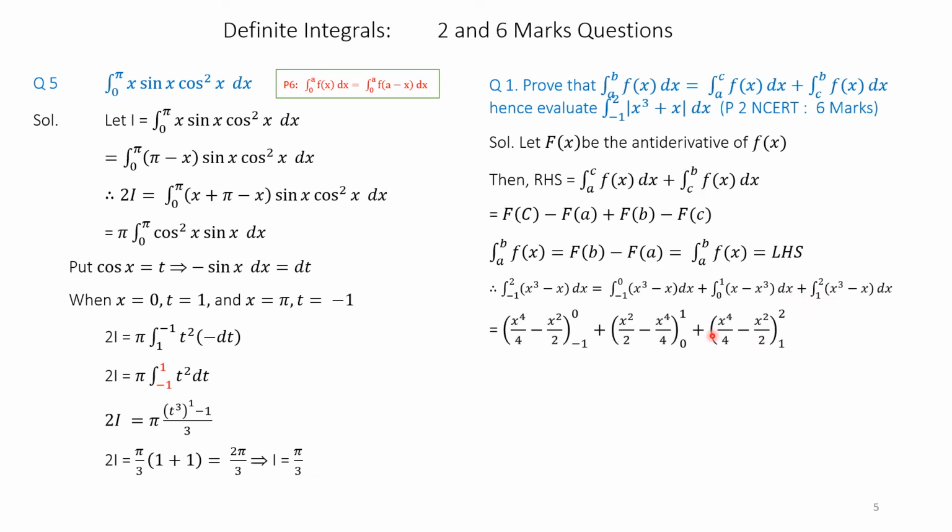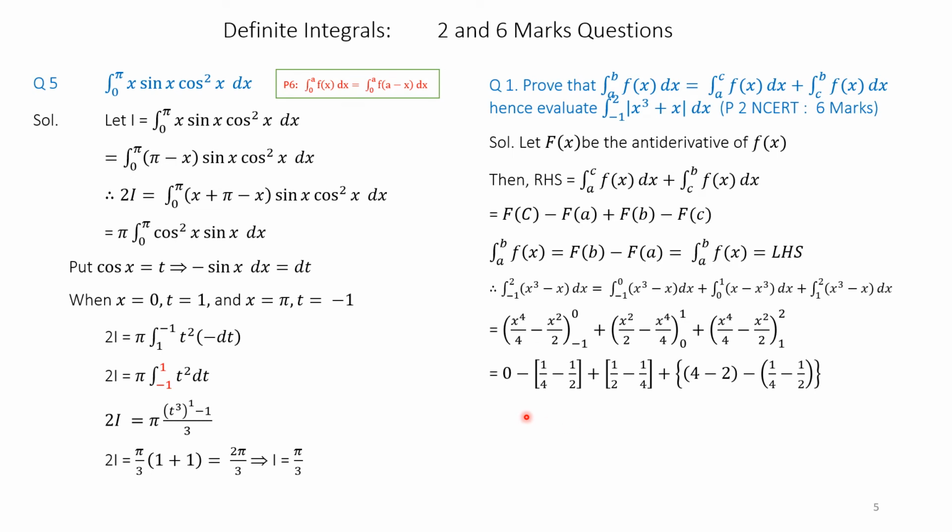So if we integrate, we get x to the power of 4 by 4 minus x square by 2, with limits minus 1 to 0, plus the second term, x square by 2 minus x to the power of 4 by 4, with limits 0 to 1, plus the third term within brackets, x to the power of 4 divided by 4 minus x square by 2, with limits 1 to 2.